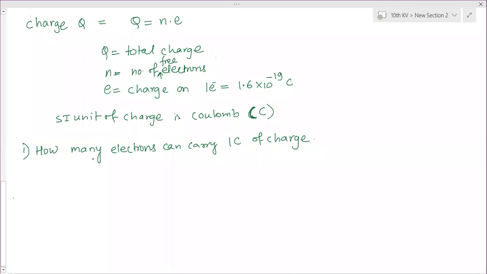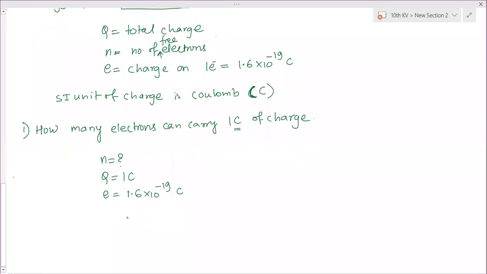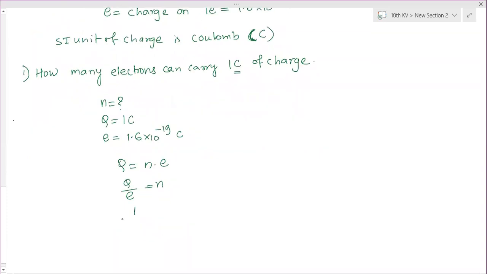So what to do? We have to find out the number of electrons, that is N, which we don't have. 1 coulomb of charge means Q is equal to 1 coulomb, that we know. Then we have the value of E also. Q is equal to N into E is the formula. E is equal to 1.6 into 10 to power minus 19 coulomb. So use the formula Q is equal to N into E. So N is equal to Q by E. So Q is 1 divided by 1.6 into 10 to power minus 19. So we have to find out this value.